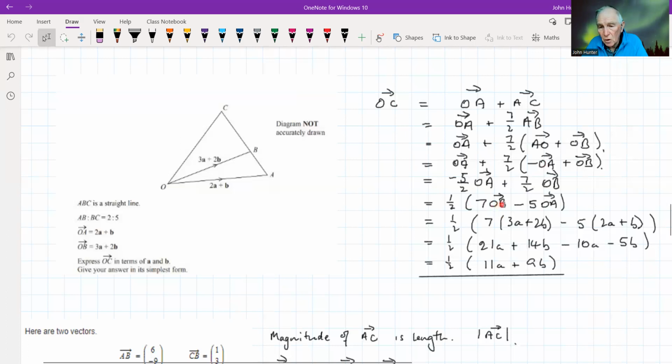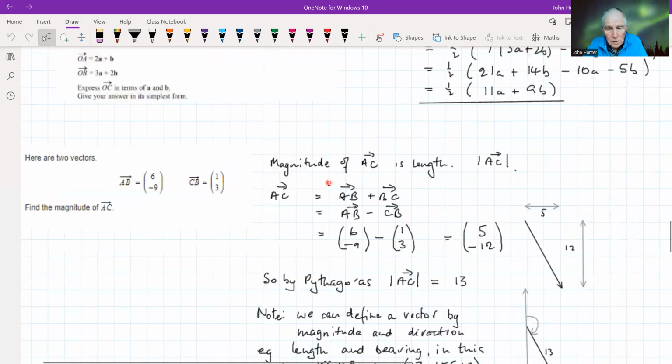So if we substitute our OB and our OA in there, we collect like terms, and eventually we end up with this half into 11a plus 9b. So that would be this vector OC, or as I said before, we might say it is the position vector of C, if this were the origin. Okay, so that's quite a good example.